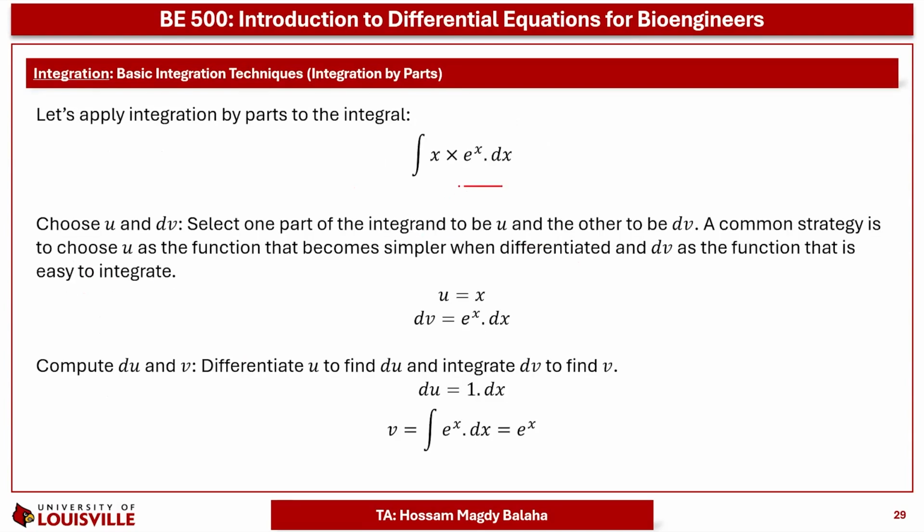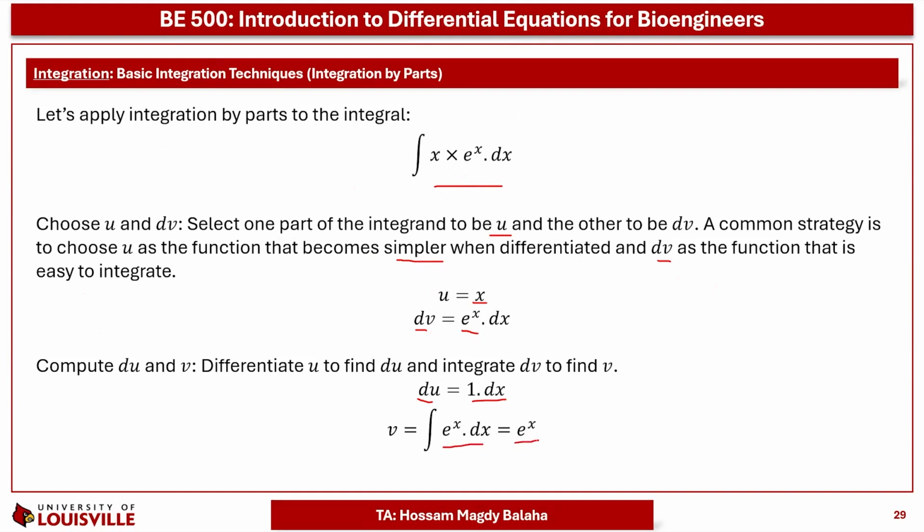Let's apply that on that example. To select which is u and which is v, simply let u be the simpler function, and dv be the other function that can be easily integrated. So in that case, let's pick u to be x and dv to be e to the power of x. When we differentiate u to get du, it will be 1 dx, so it's a simple function to differentiate. And the same here: for dv, we need v, so we will integrate e to the power of x. It will be the same, e to the power of x.